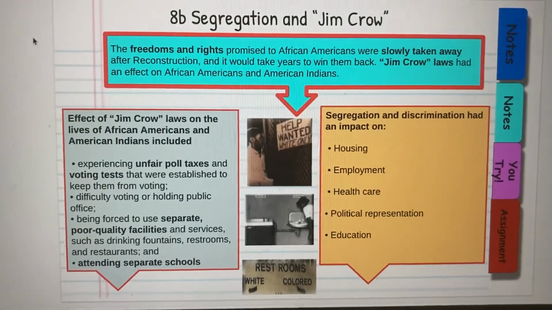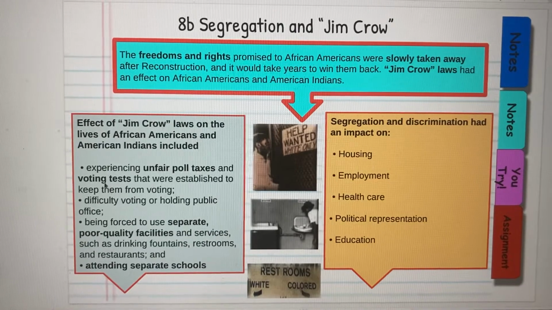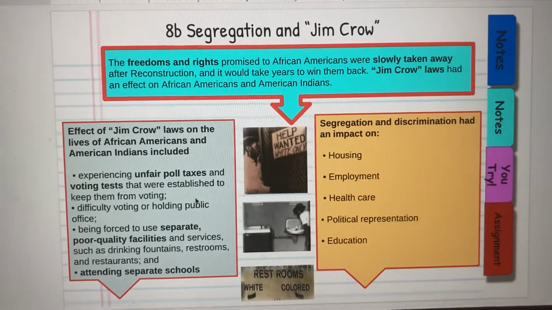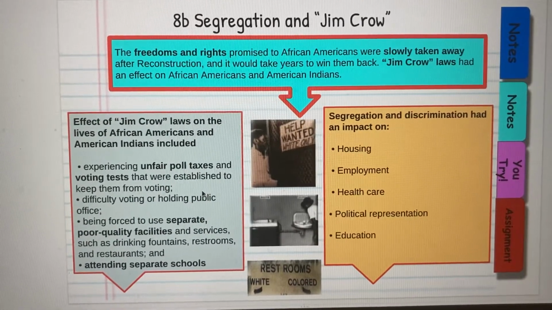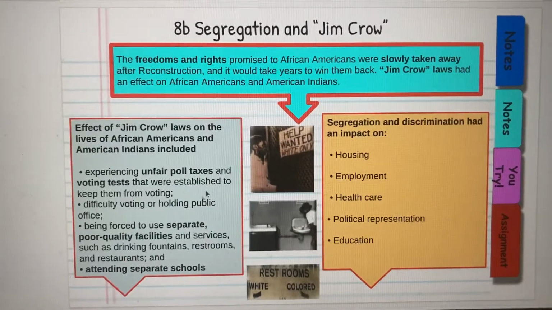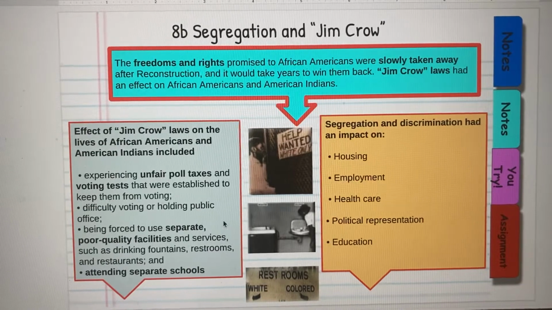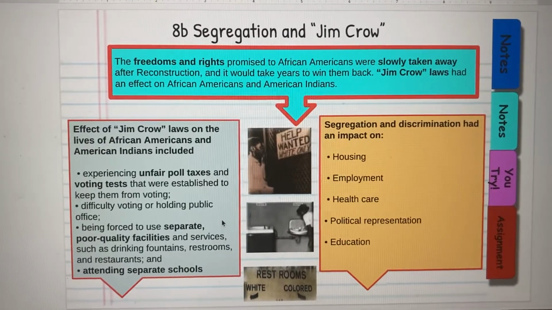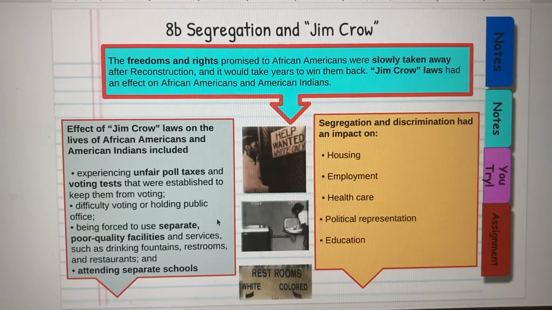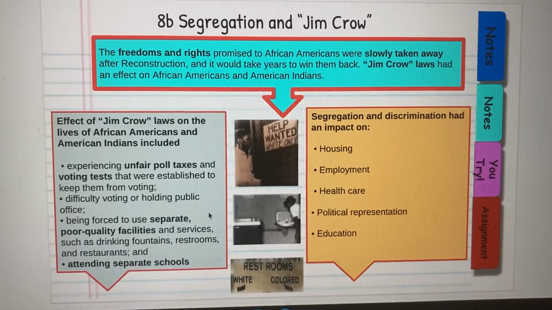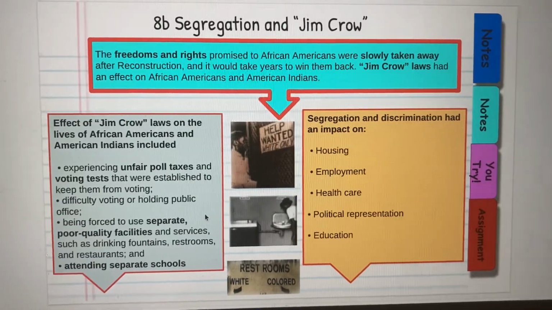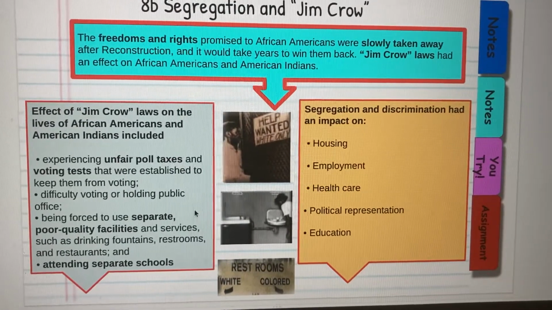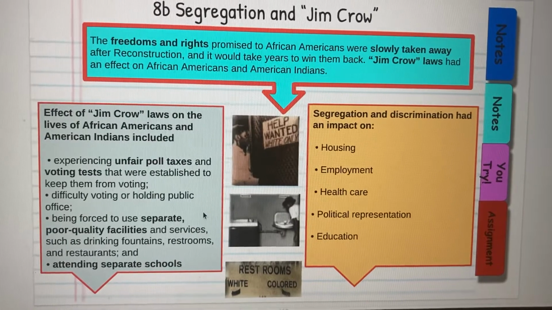So the Jim Crow laws forced unfair poll taxes and voting taxes that kept people who were poor from voting, and also they had difficulty holding public office. They had to take tests in order to be able to vote. They were forced to use separate, poor quality facilities, water fountains, restrooms, restaurants, hospitals, and they also forced African Americans and Caucasian Americans to attend separate schools. And typically the schools for Caucasian Americans were much nicer than the ones for African Americans.